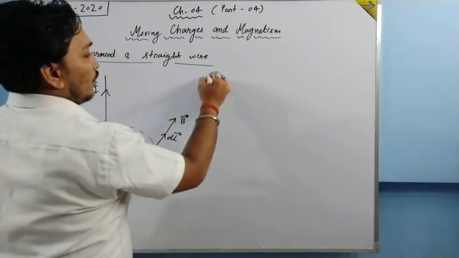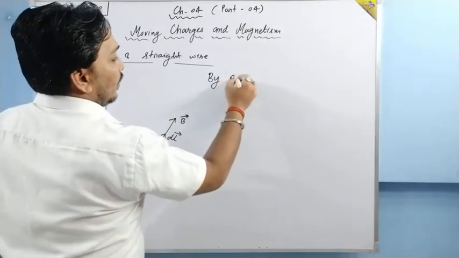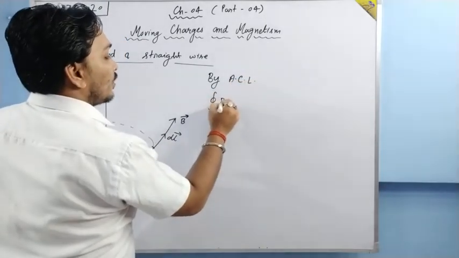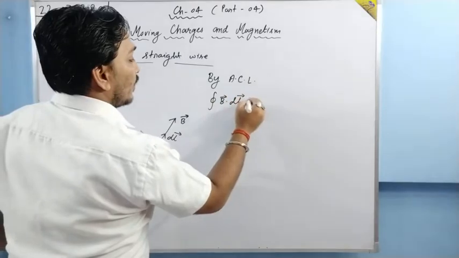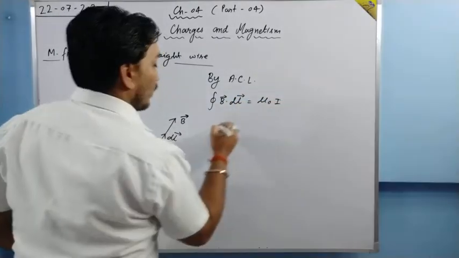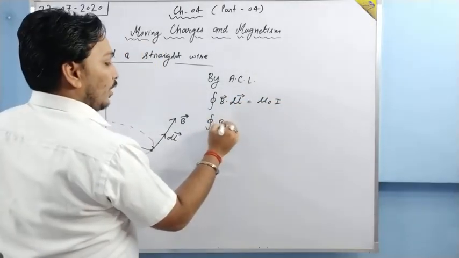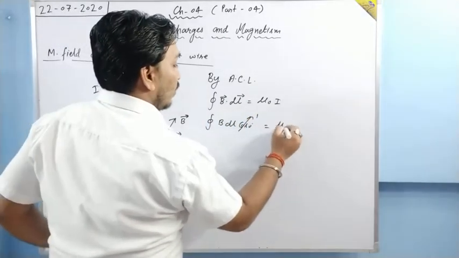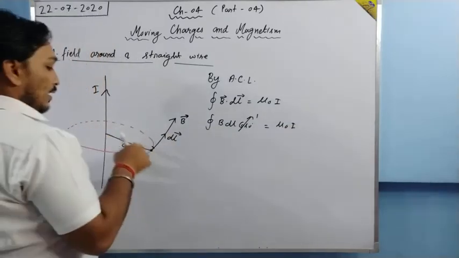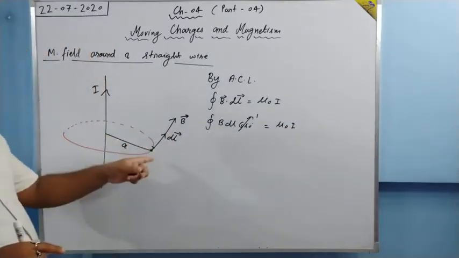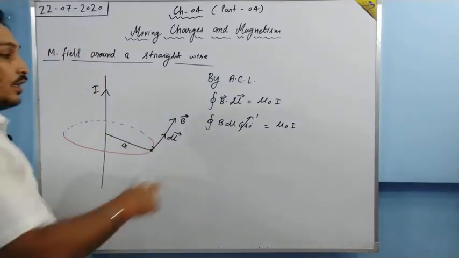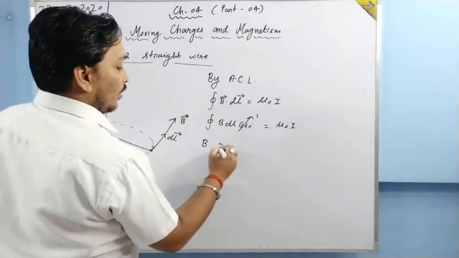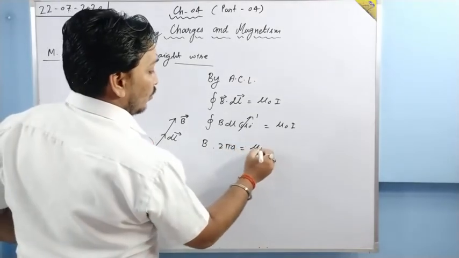Now, by Ampere circuital law, the line integration of B vector dot dl vector is equal to mu naught times I. Now the line integration of B dl cos 0, which is 1, basically equals mu naught I. Since the magnetic field is a function of distance, and the distance from the loop remains constant, B is constant, so it can be taken out of the integration. Integration of dl will be 2 pi a, which is equal to mu naught I.